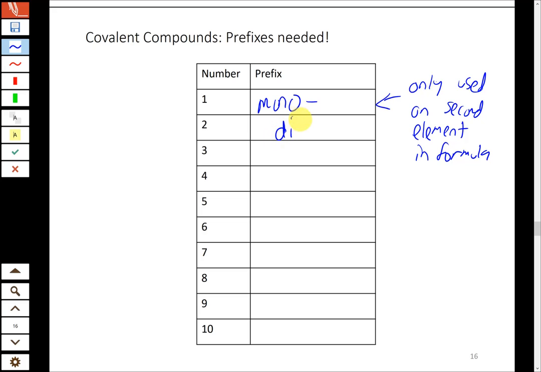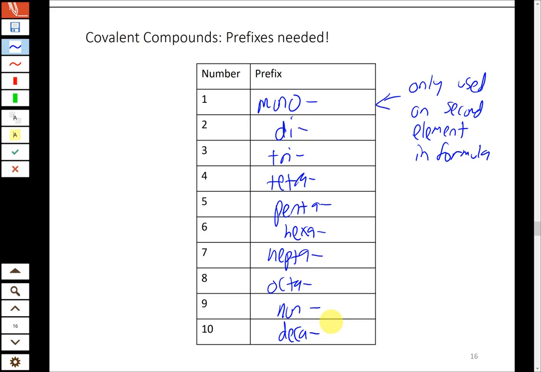And then we have for 2 is di, 3 is tri, 4 is tetra, and penta, hexa. This one is usually hepta. Sometimes you'll see it as septa, but hepta is more correct. And then we have octa for 8, nona, and then deca. So if you know Latin, these are probably easy, but most people don't know Latin, so you'll have to learn them. But they're pretty familiar. You've probably seen these in other contexts outside of chemistry. So mono, di, tri, tetra, penta, hexa, hepta, octa, nona. Sorry, nona's with an A, and then deca.